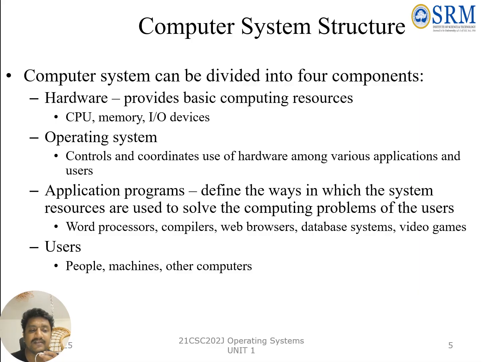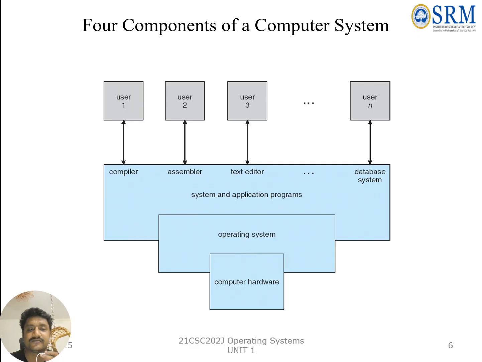Then we will be having the various users which have been involved in customizing and structuring this particular computer system, which is nothing but the people, machine, and all other components. Then all these 4 components have been designed in this particular aspect. Nothing but we will be having the various users like machine, user, and IO device and everything, which is nothing but user 1, user 2, user 3, and user n.